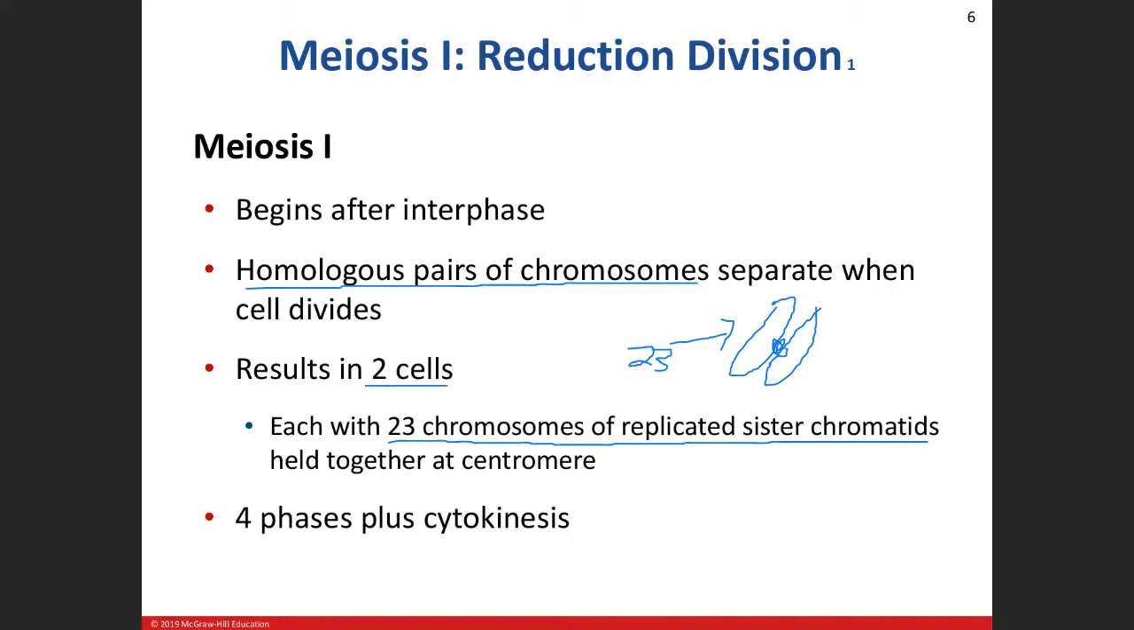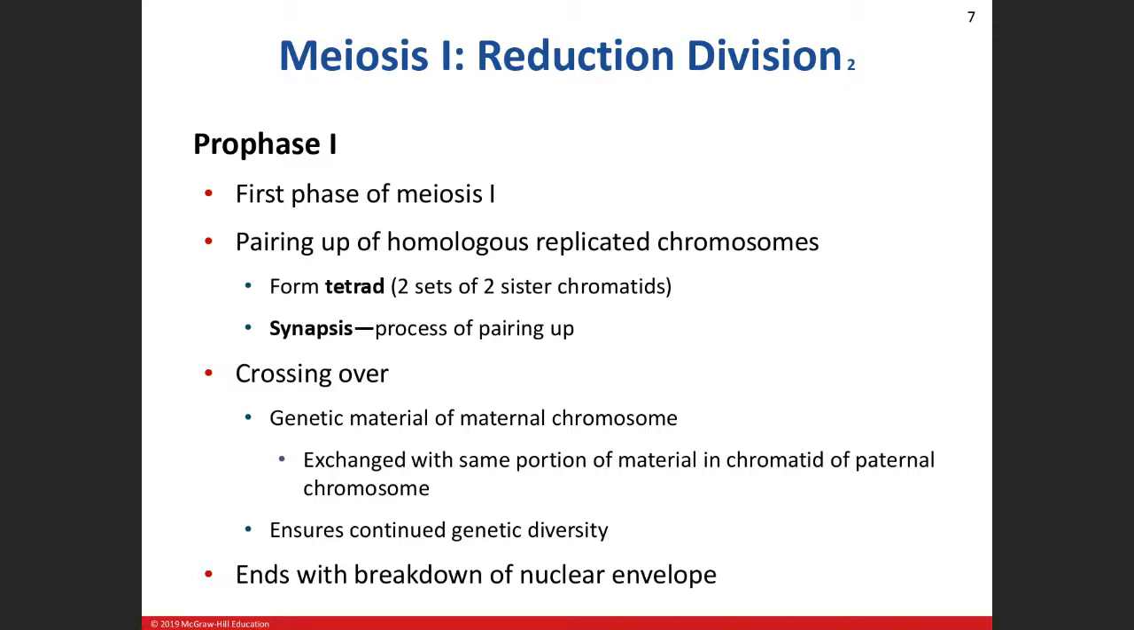Okay? All right. So let's talk about meiosis. There's going to be 4 phases, and I remember it like this: PMAT. So the first phase is prophase 1 because we're in meiosis 1. Okay? So now what we're going to do is, roll call. Let's find out who's available. We're going to pair up all of the homologous replicated chromosomes, all that DNA that we just copied. We're going to pair it all up now. Okay? And so we're going to form what we call a tetrad, which is 2 sets of 2 sister chromatids.